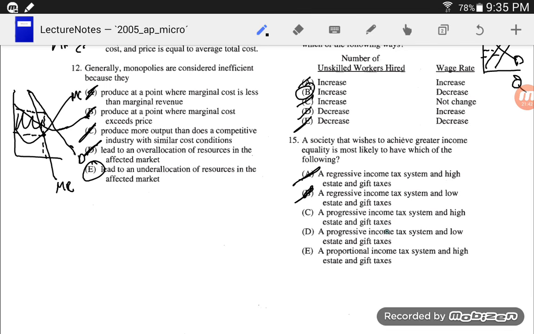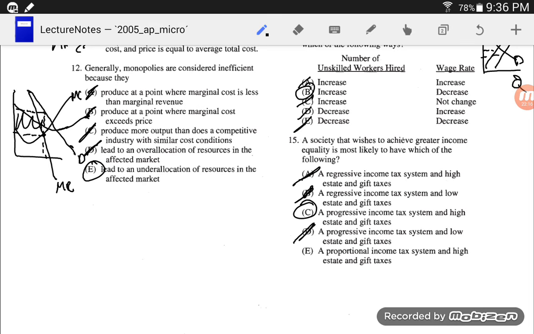And if you had high estate and gift taxes, that means you're taxing, like when people die, or when wealthy people try to give their money to their next generation, you're going to tax at a pretty high rate, which would basically prevent one family from staying wealthy forever and ever. That's going to decrease income inequality. So yeah, I like that one.